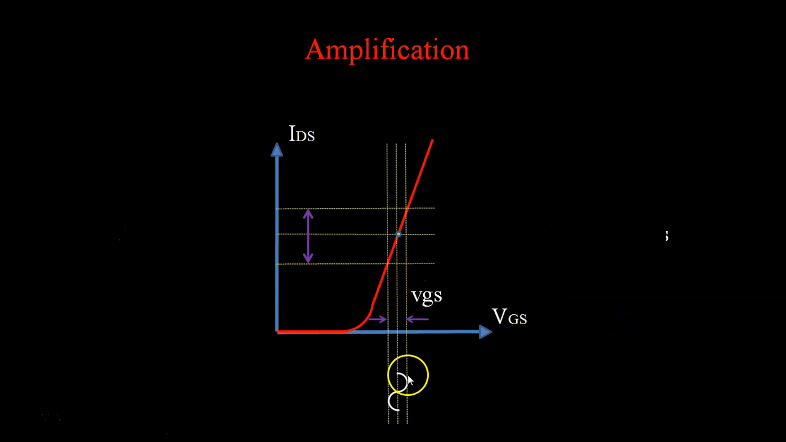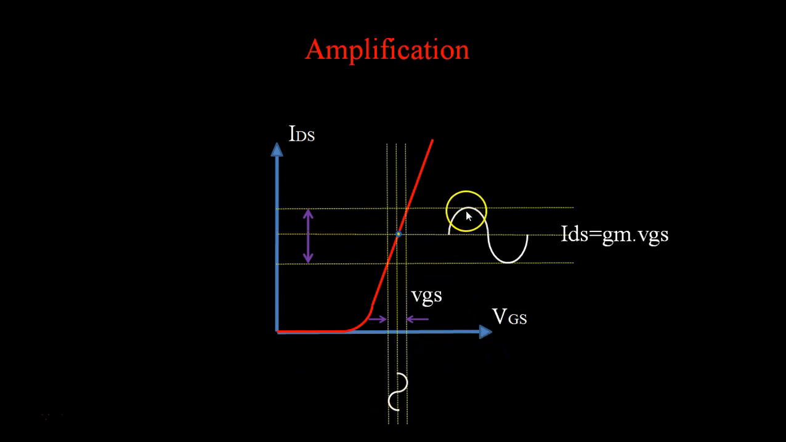I feed the signal VGS and I map the points. From this point I map here, from this point I map here. So every VGS, if I map onto IDS, this small VGS gets converted into large IDS. And if you actually see what value is this IDS, it will be gm times VGS. This gm is something called the transconductance.